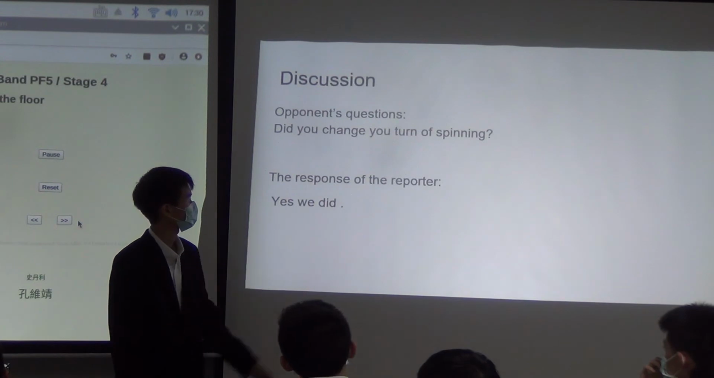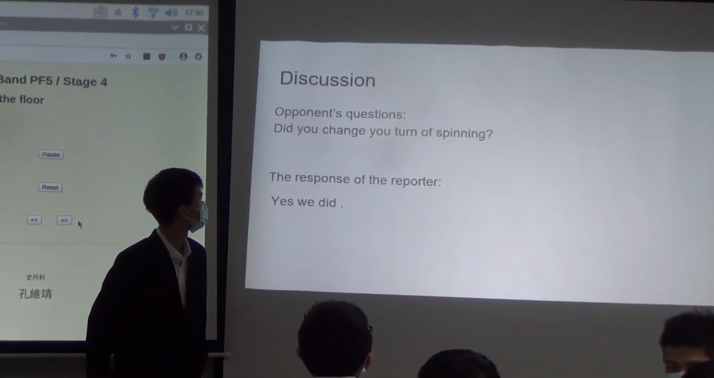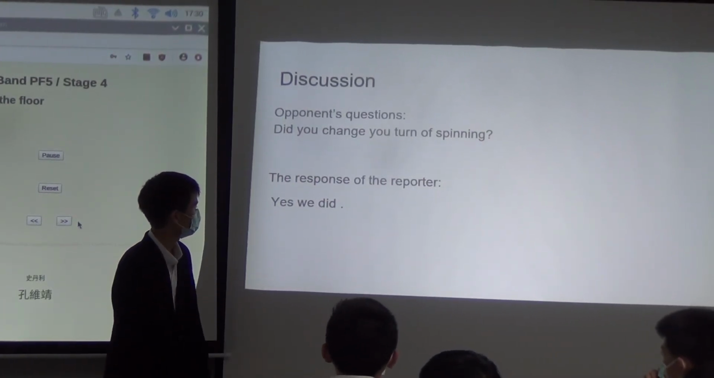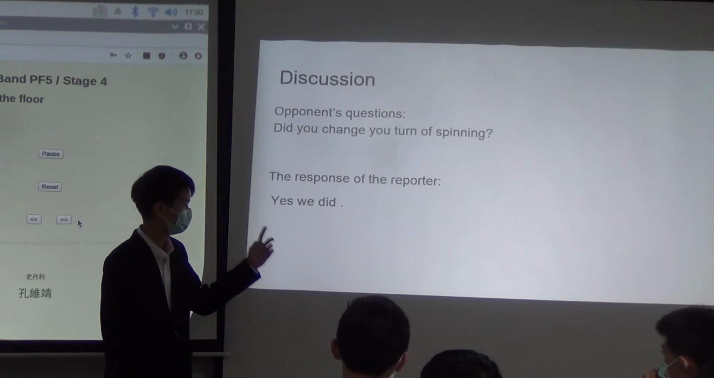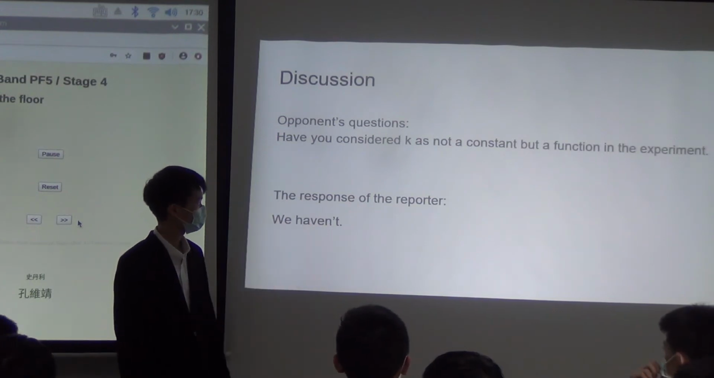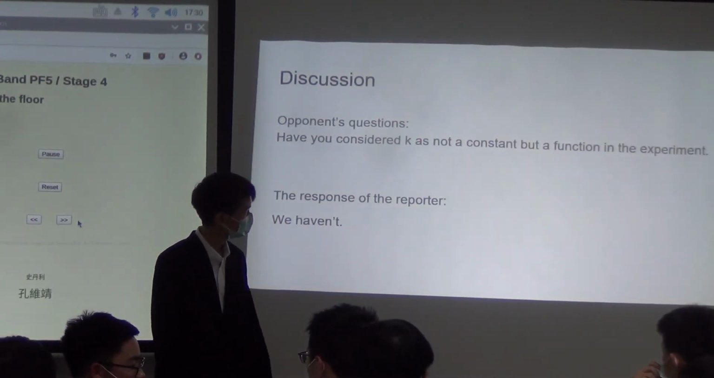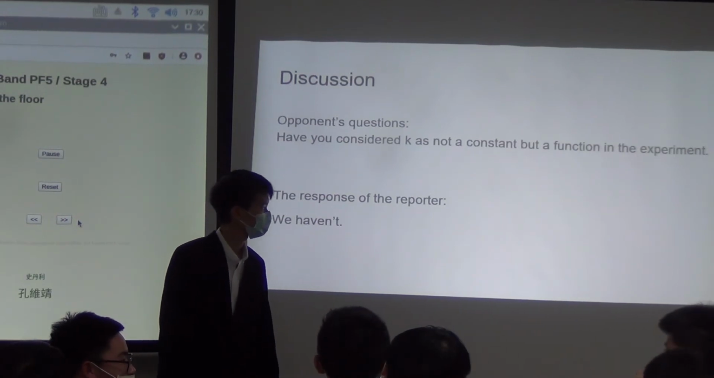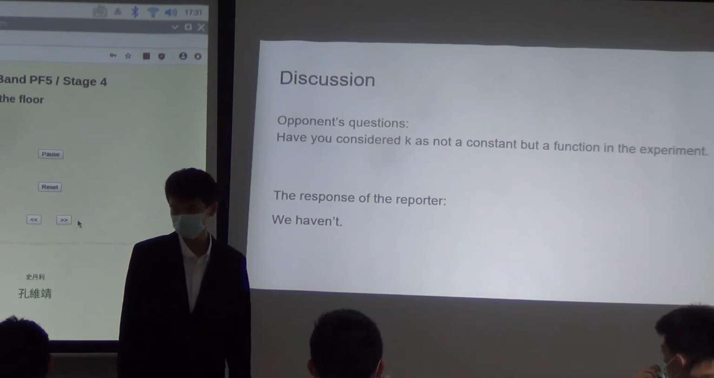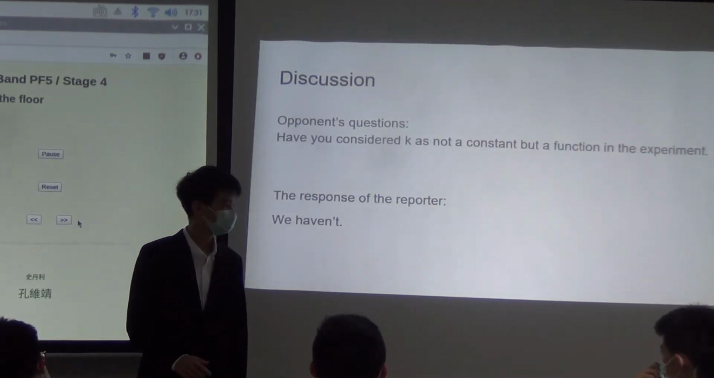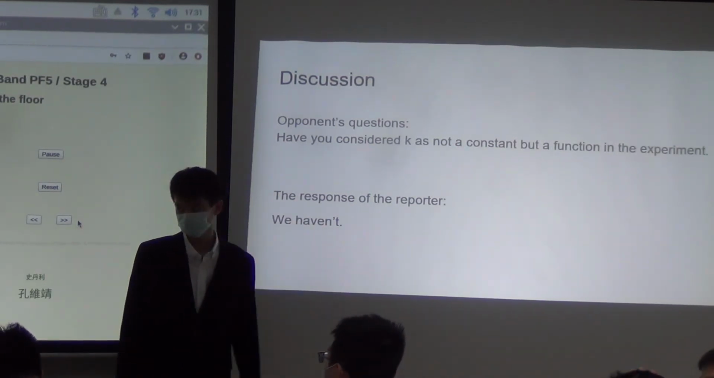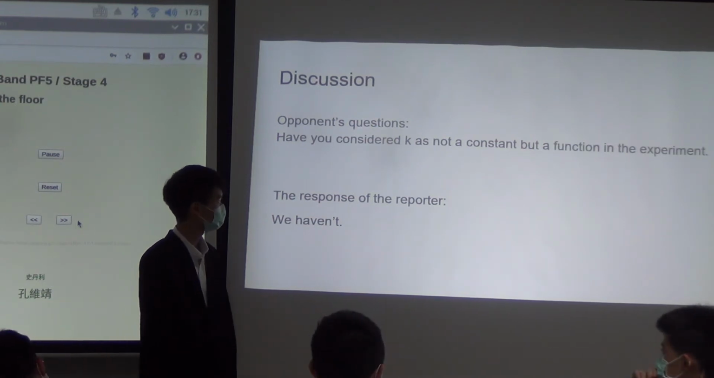And the discussion between the opponent and the reporter. The opponent asks, did you change your turn number? The reporter responds, yes, we did. The opponent asks, have you considered K as not a constant but a function in the experiment? The reporter responds, we haven't. In my opinion, K is a key factor in the experiment, so we think the reporter should consider it.